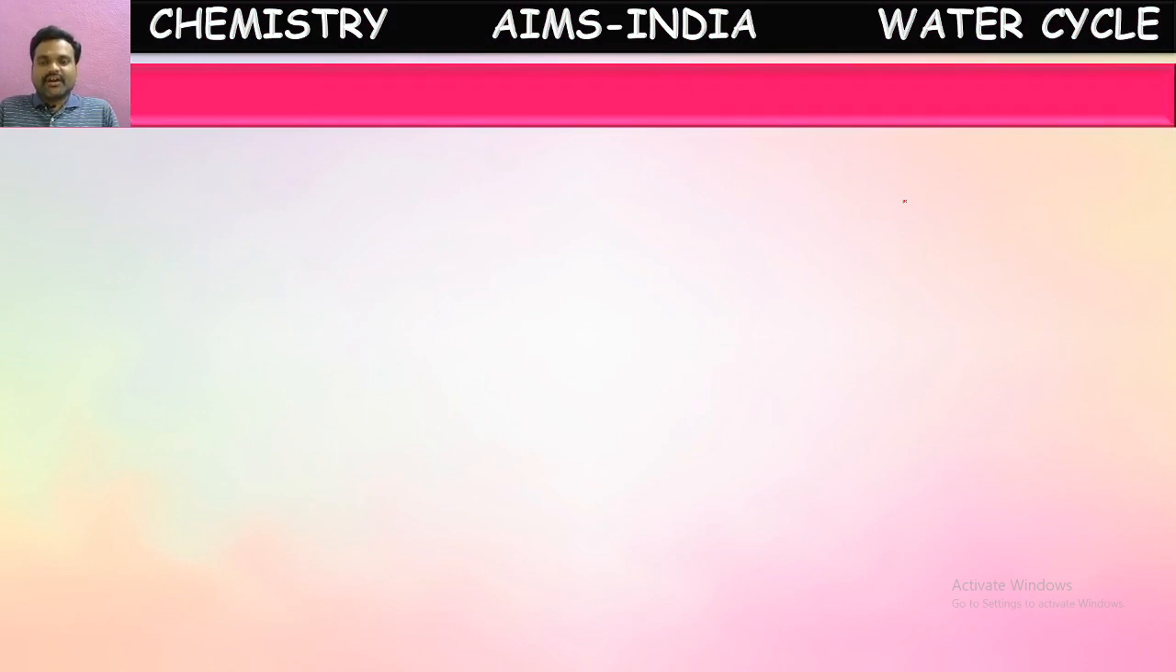Okay, children. I think you understood the concepts. What did we discuss? First about the water cycle. What does it mean, water cycle? The conversion of water from one form to another form by the atmospheric conditions.